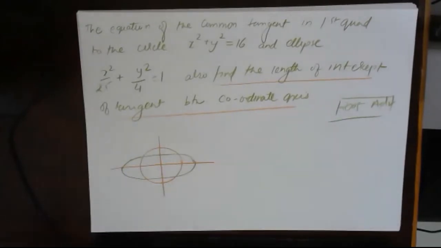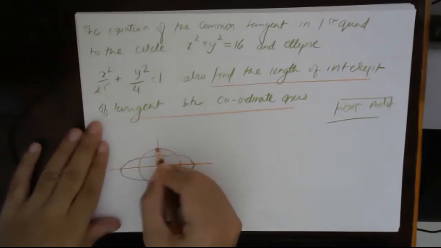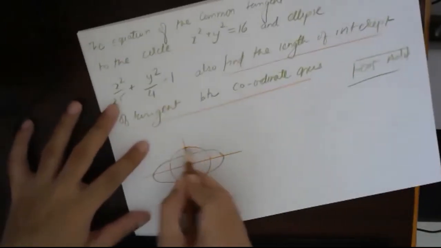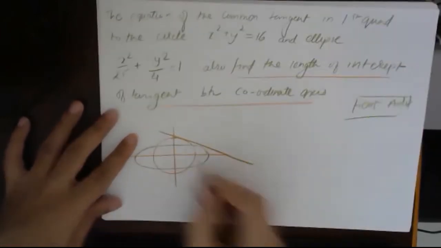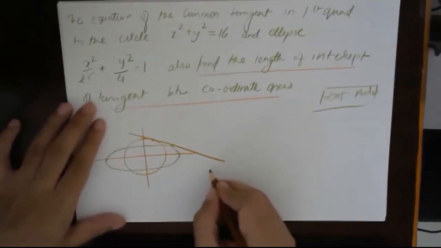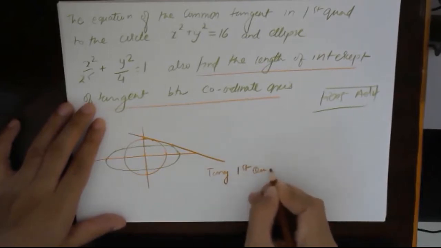Fine. So this is 4, 0, this is 2, 0, and this is 5. Basically, the ellipse will have the tangent of this form, right? So this is the tangent they are asking in the first quadrant. The tangent in the first quadrant, right?